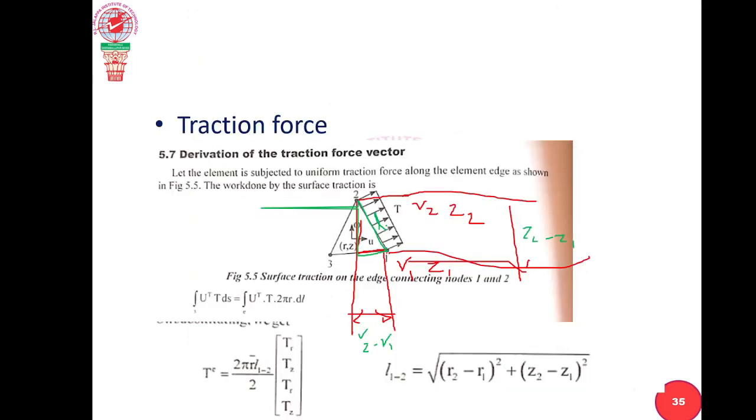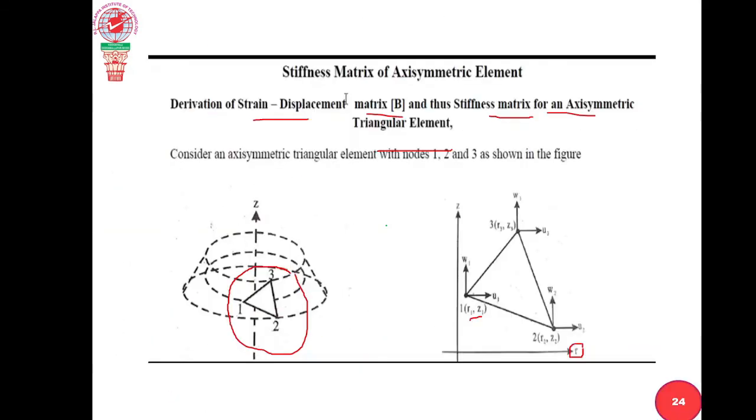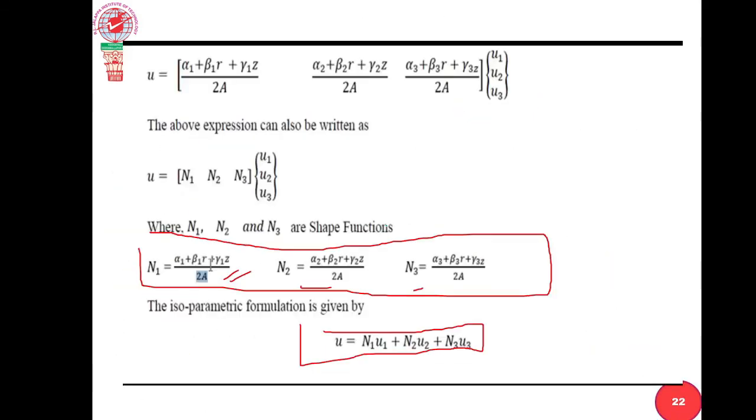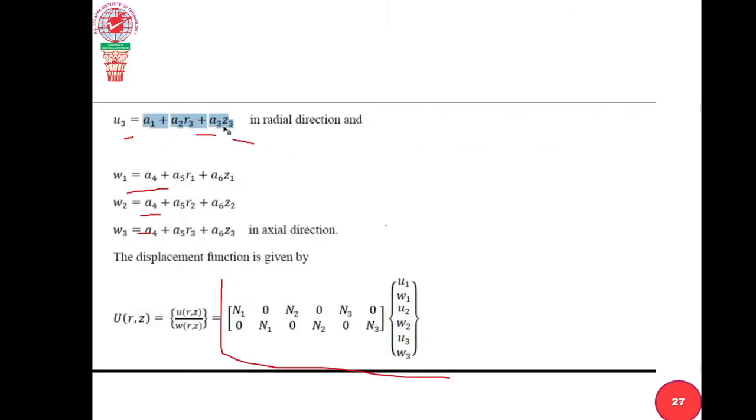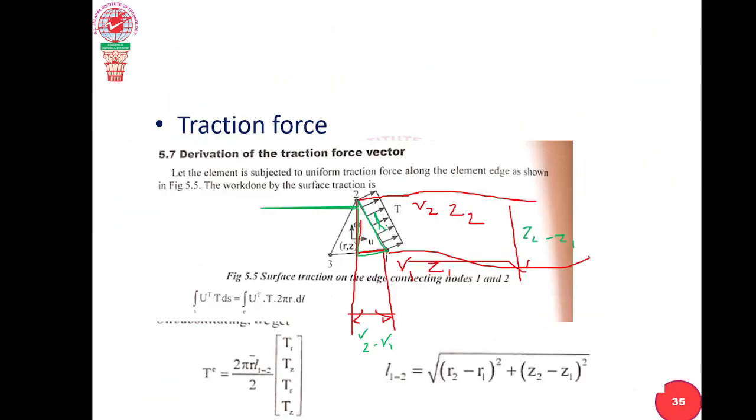So by this we have completed all the theoretical part which comes under axisymmetric elements. First one is the shape function, then we derived the stiffness matrix, then we took up forces. One is body force, another one is traction forces. Okay. So in the next class, we'll take up the problems.